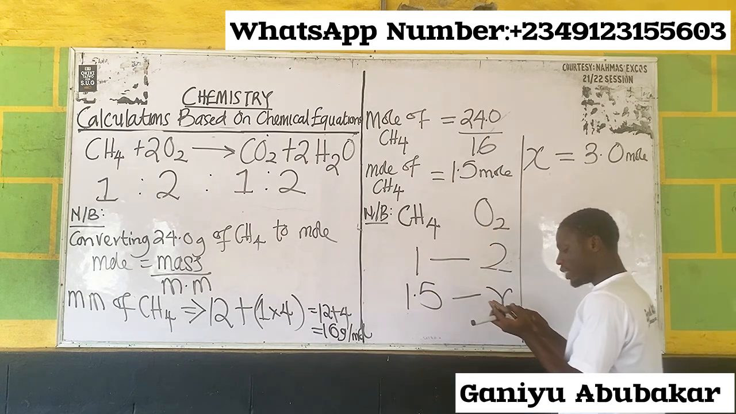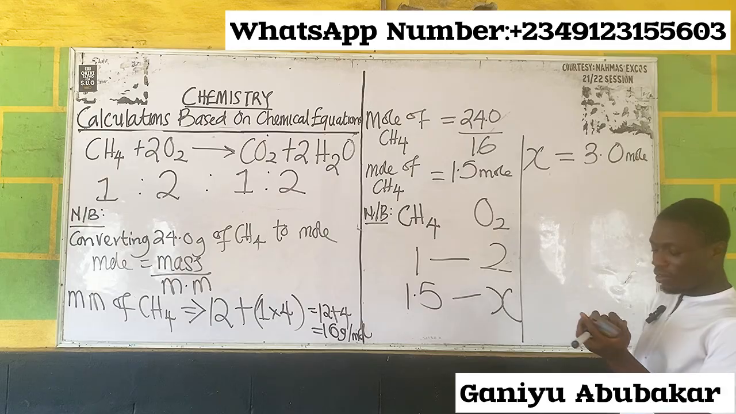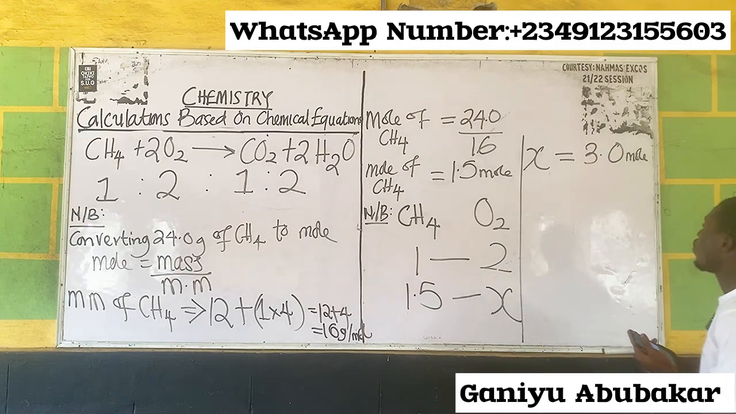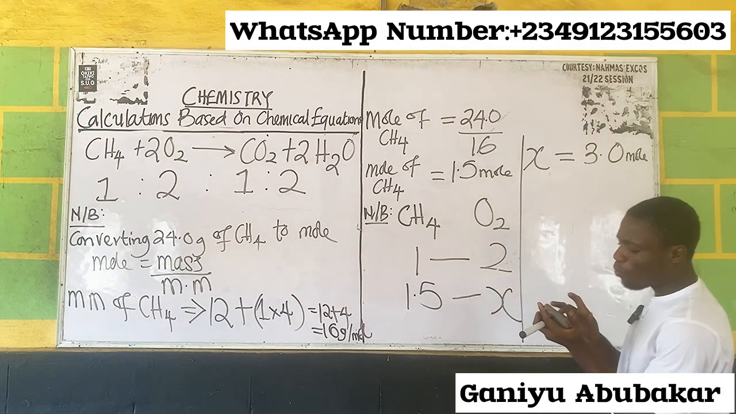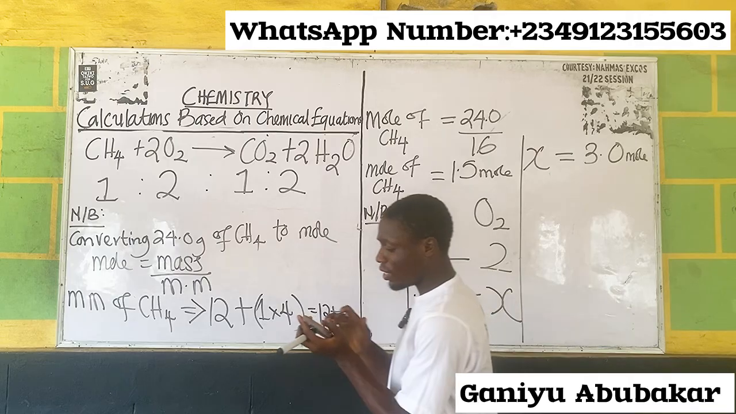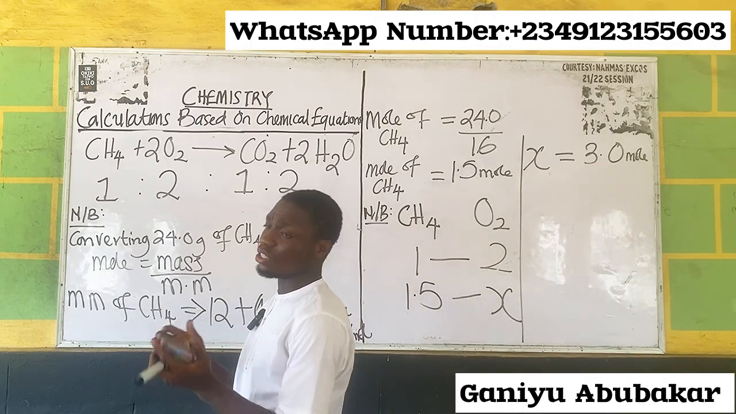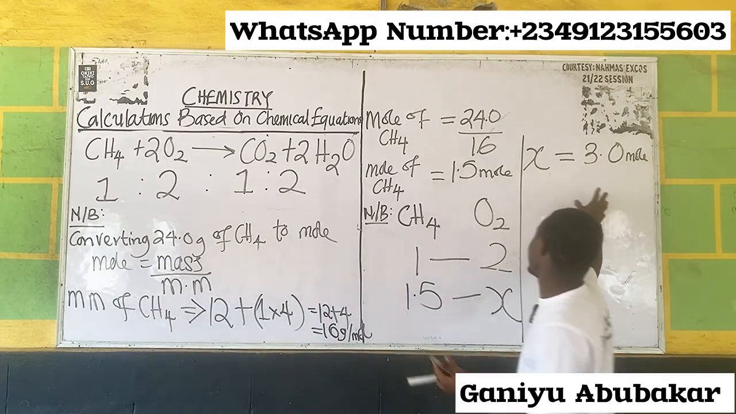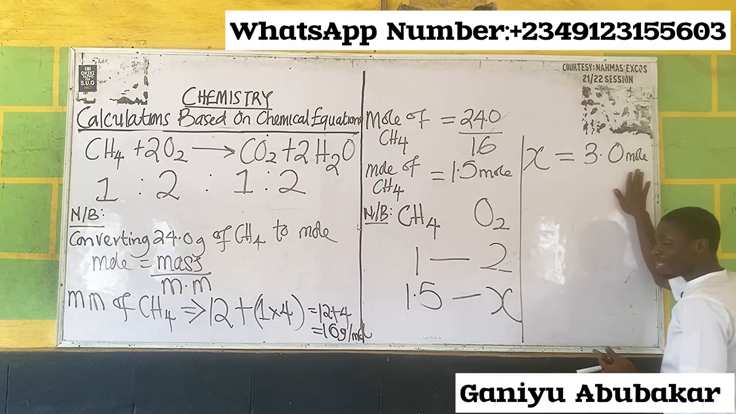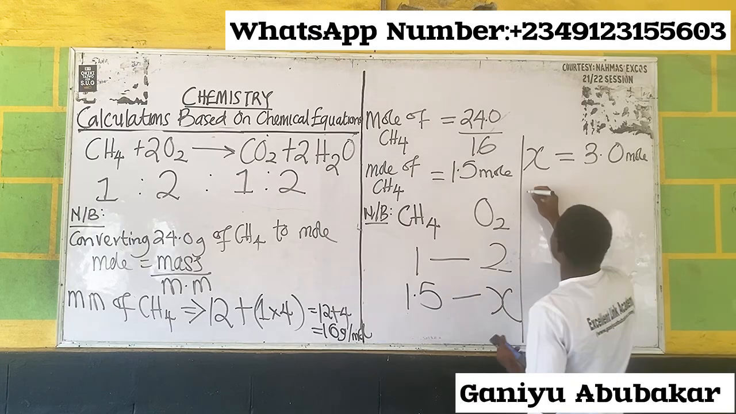to react with 1.5 mole of methane, from this concept here. So I have now gotten the mole of oxygen. The question says, what is the mass of oxygen? Since I've gotten the mole of oxygen, I can now get the mass of oxygen.